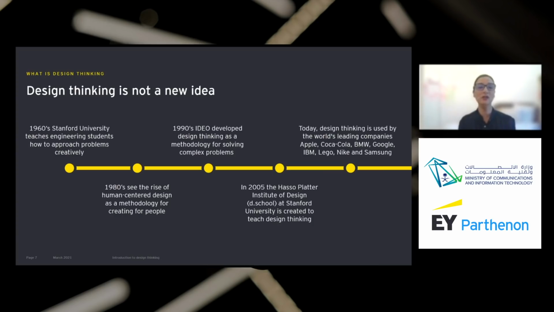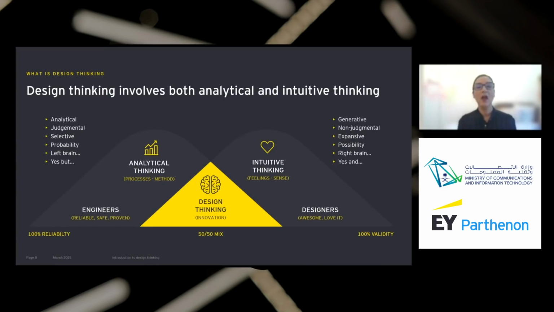And today it's used by the world's leading companies, Apple, Coca-Cola, Nike, Samsung, all to create products, to solve business problems, and to come up with unique and innovative ideas. The great thing about design thinking is that it combines both analytical and intuitive thinking. So what do we mean by that?